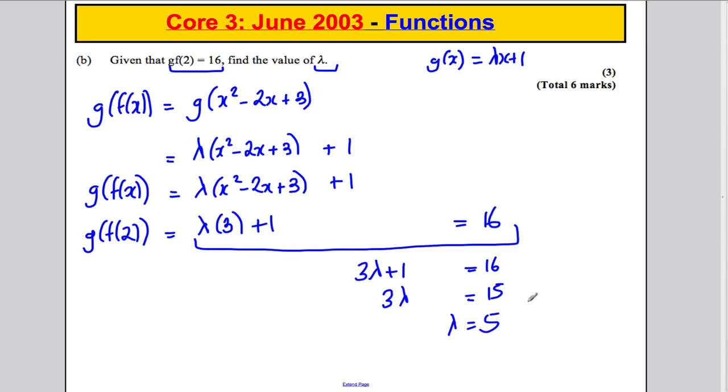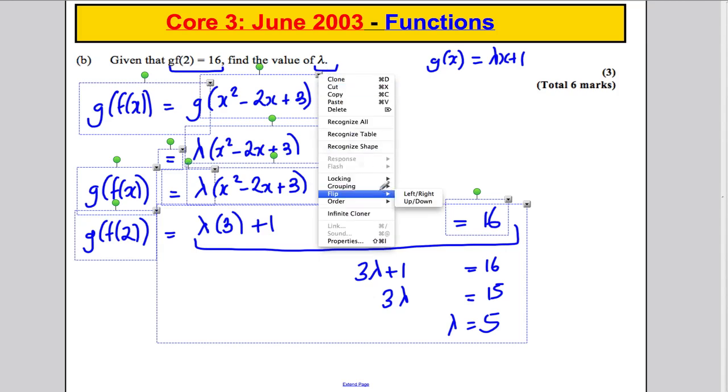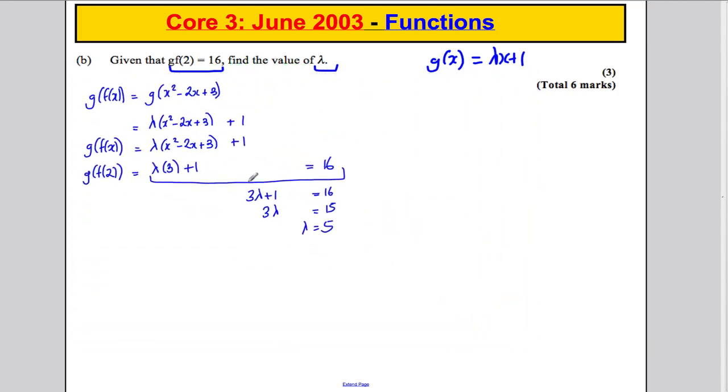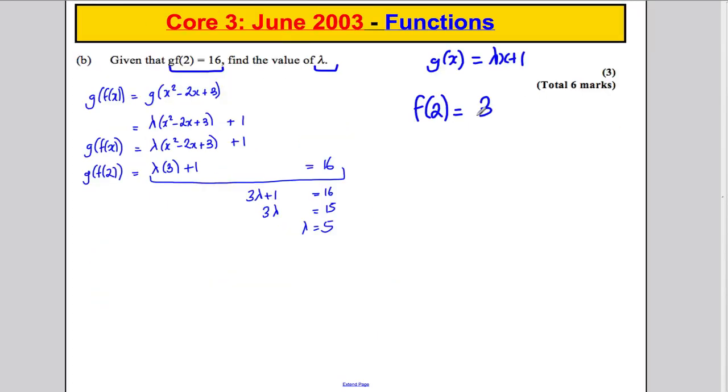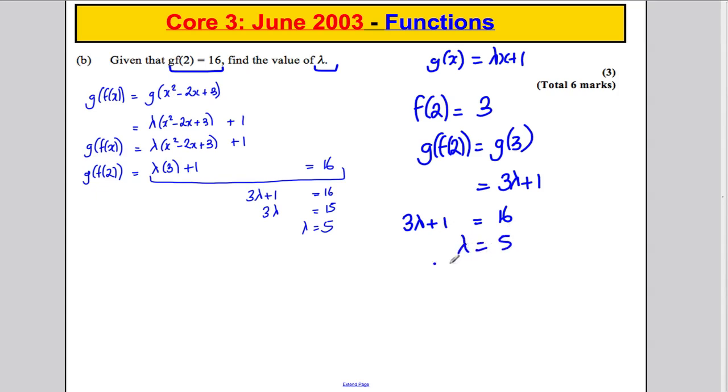You may have found it slightly easier, first of all, to just work out f of 2. If you put 2 into here, you'd have got that it was equal to 3. So therefore g of f of 2 is the same as g of 3, which is 3 lambda plus 1. And then you'd be solving 3 lambda plus 1 is equal to the thing they told you, 16, and you get the same as we did. Subtract 1, divide by 3, lambda is 5. Might have been slightly easier to do it like that.